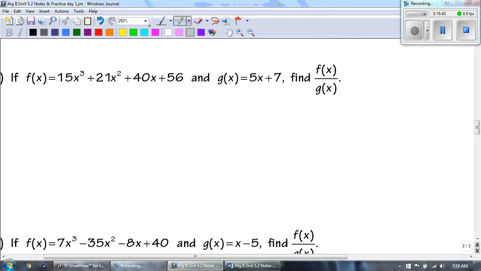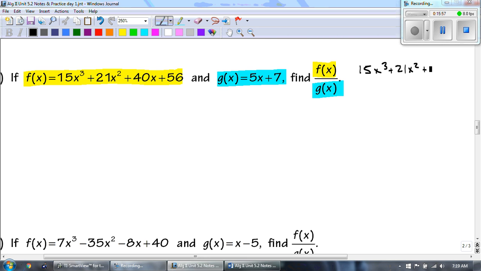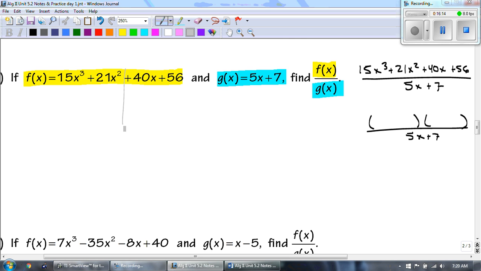All right, number 11. So there's f of x, it's on the top. There's g of x, it's on the bottom. So on the top, we're writing 15x cubed plus 21x squared plus 40x plus 56. And then I'm going to divide that by 5x plus 7. Okay? So my 5x plus 7 stays on the bottom. And now I need to factor. So you guys are going to factor all on your own. Go ahead and pause the video and good luck.